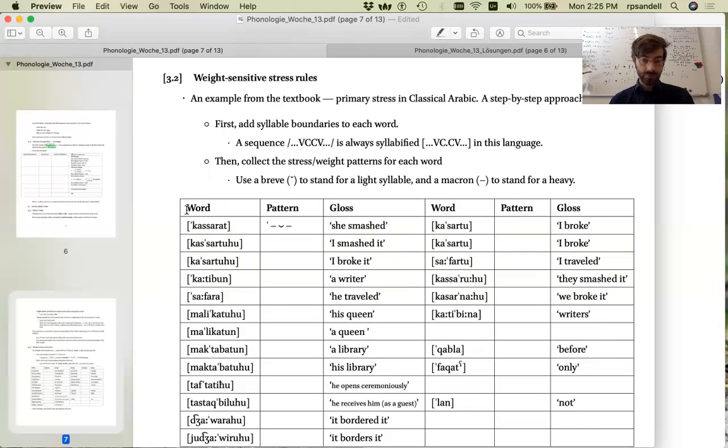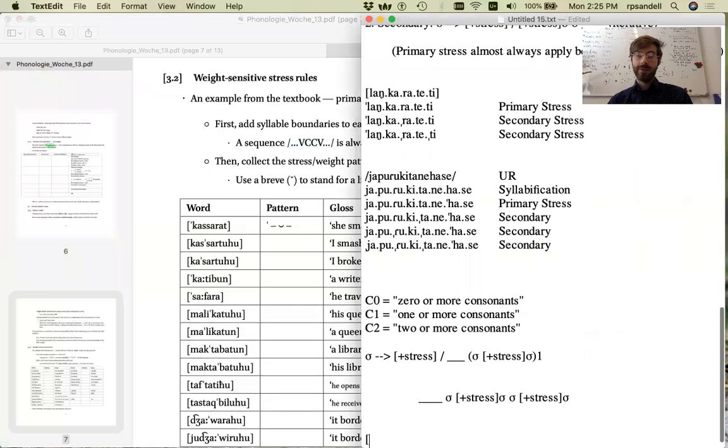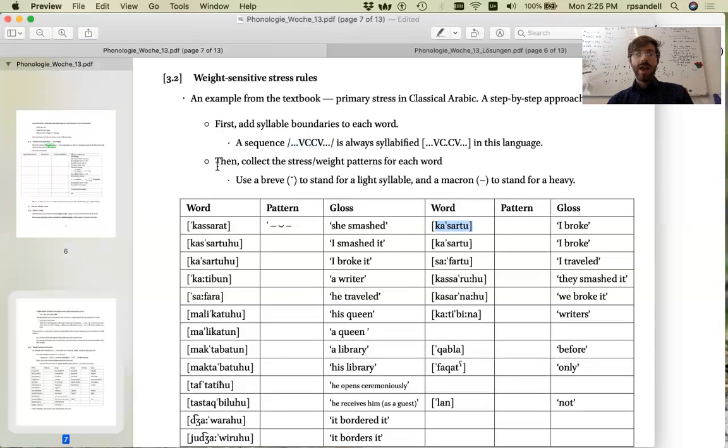So for instance, let's see, I find an example here. In the word meaning "I broke," kasartu, we would syllabify that as ka-sar-tu. And then in marking the syllable weight patterns, we can use this symbol called a breve to mean a light syllable, and this symbol called a macron to mark a heavy syllable.